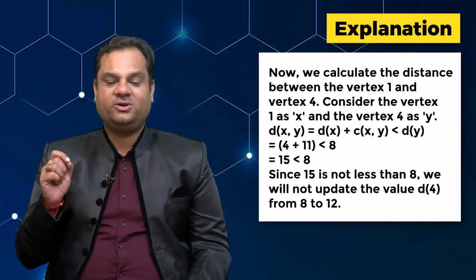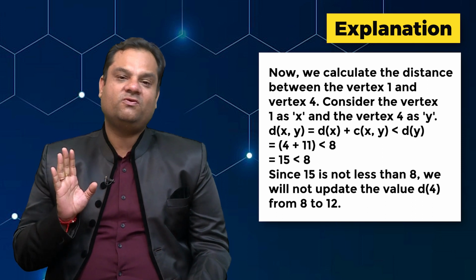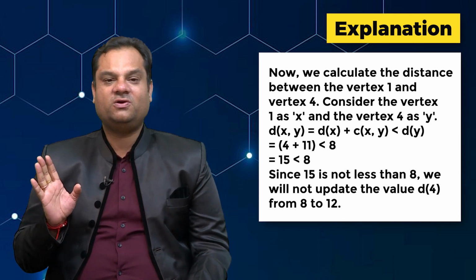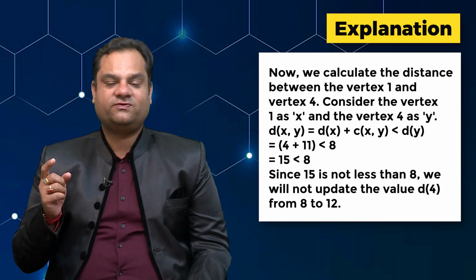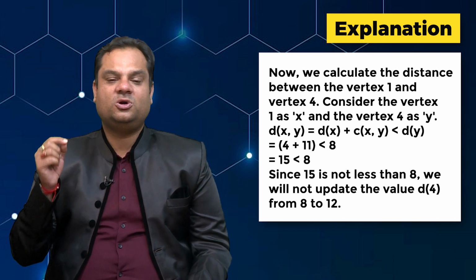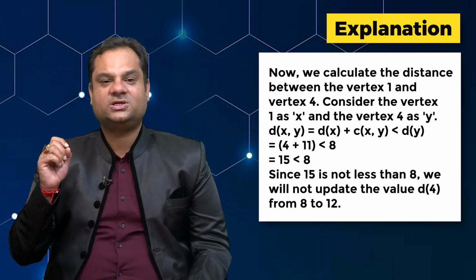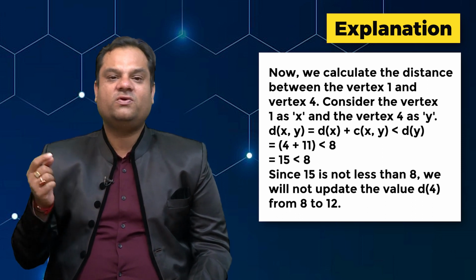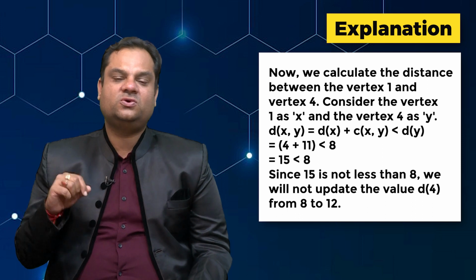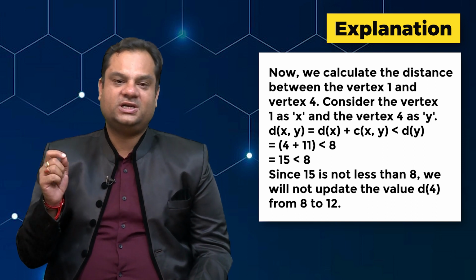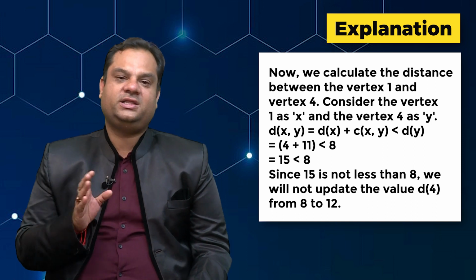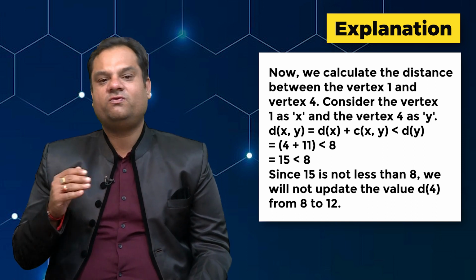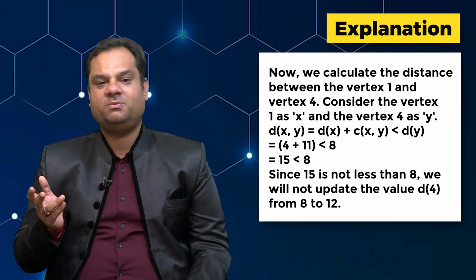So, here you can check, the new value does not always replace the old value. Here we have an old value, we are talking about vertex 4. Vertex 4 holds the previous value, that is 8, and the new value from 1 to 4 is 4 plus 11, which comes to 15, and 15 is not less than the previous value 8. So, we can't update the value 8 with 15.